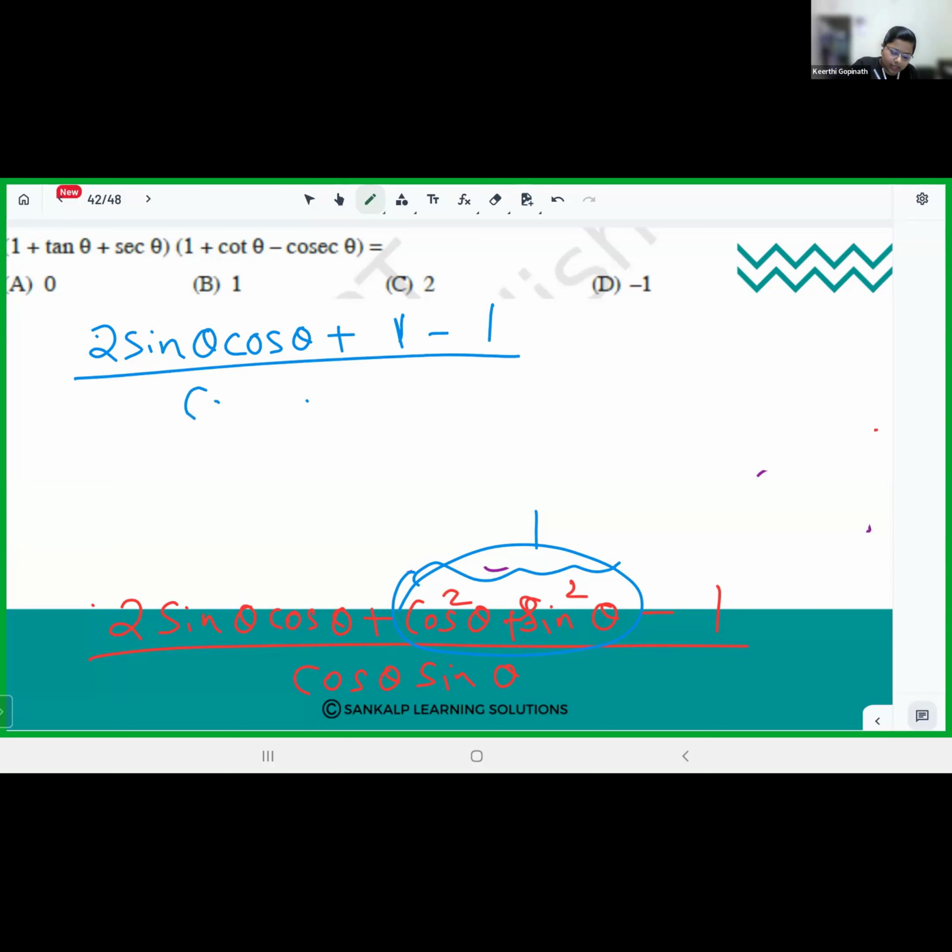Alright, that value is 1 and minus 1 is already in that, then cos theta sin theta. So in the numerator you can see 1 minus 1, that is 0. And sin theta, sin theta are similar, so we can cancel them each other. So what is the value? It is 2. The value is 2. So option C is right. Alright. I hope it is clear to you.